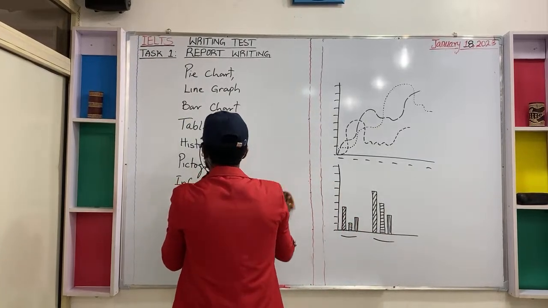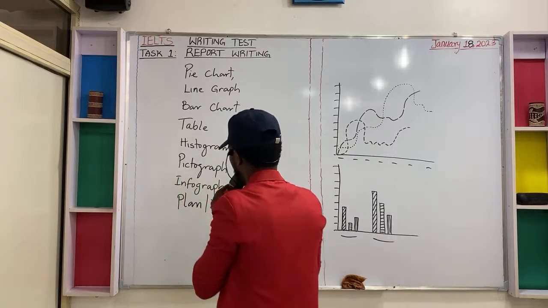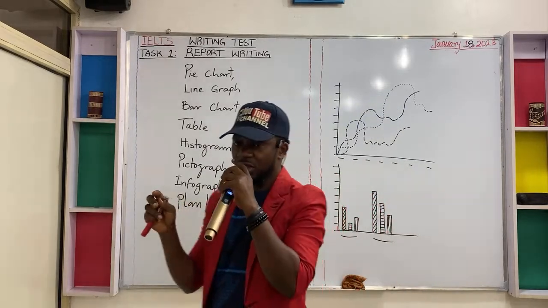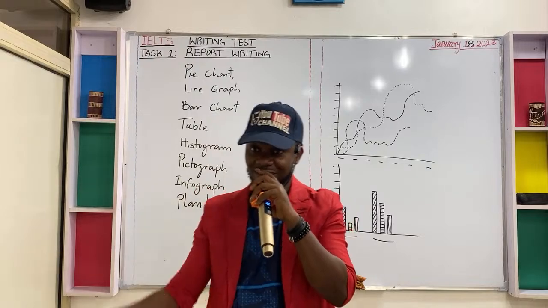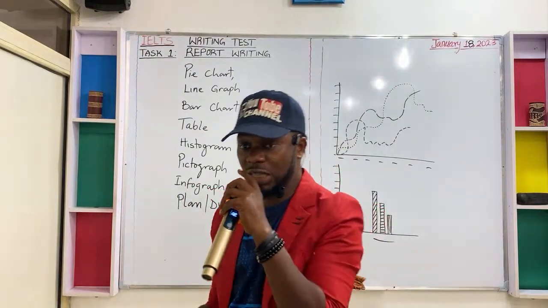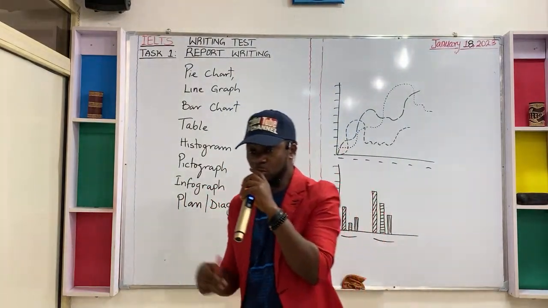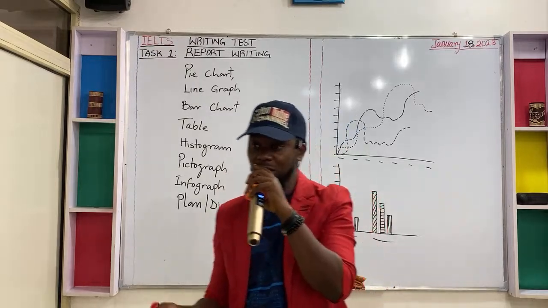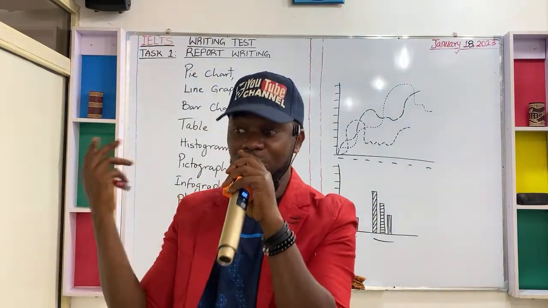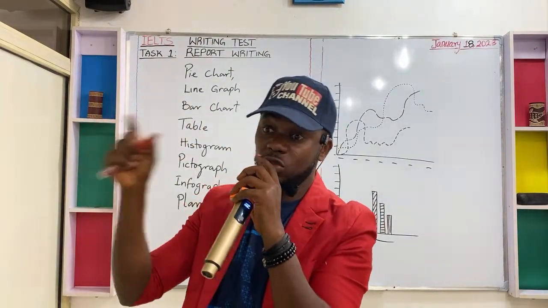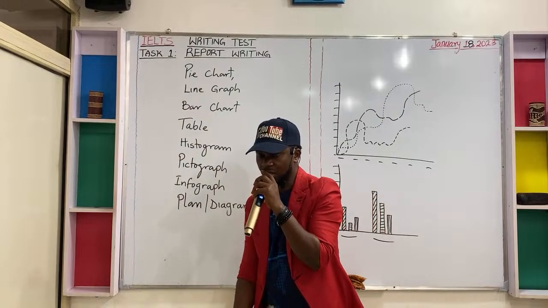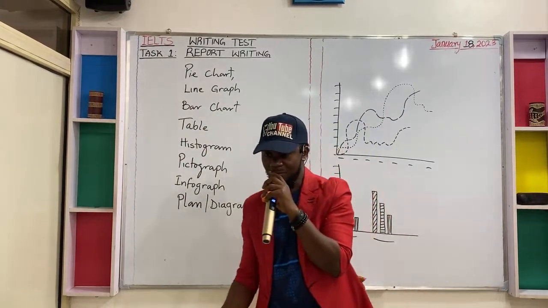Let's also go to infographics. Infographics in most cases will combine pictures and graphs. So the graph might be a pie chart and picture, it could be a bar chart and a picture, it could be a line graph and a picture, it could be a table and a picture, it could be a table and maybe a pie chart together. So you now compare the two and make your report. You acknowledge the two data you have on those two different charts. Then you talk about them. Do you understand?